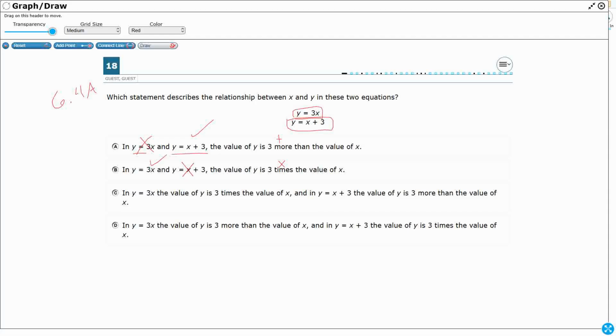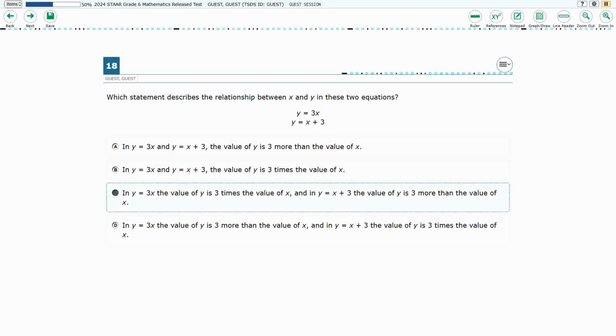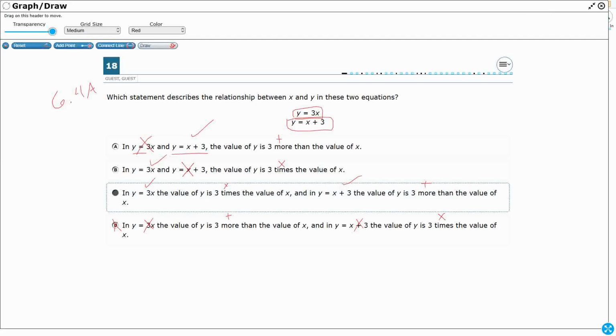In y equals 3x, the value of y is 3 times the value of x. So that looks good. And then in y equals x plus 3, the value of y is 3 more. Yes. Okay, so C looks good. And you see that they flip those in D. So we don't need those. All right, so our answer here is going to be C. And overall, we did decently, as you would expect.